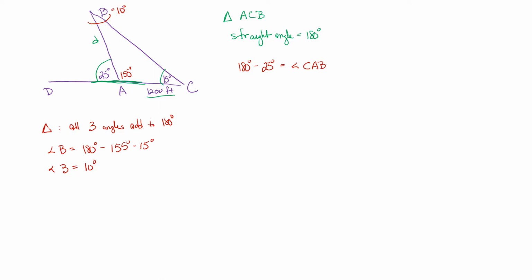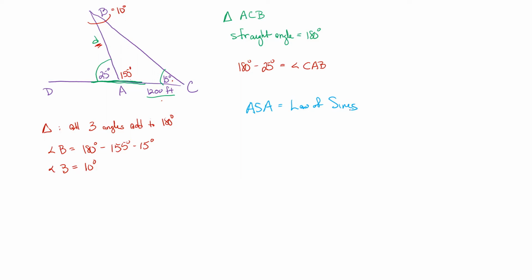Okay, so now let's look at what we're trying to find. We're trying to find this distance from A to B, aren't we? Okay, so I'm noticing I have a side and a couple of angles. I have an angle, side, angle situation. That is the law of sines. Law of sines will deal with angle, side, angle. So that's the law of sines.